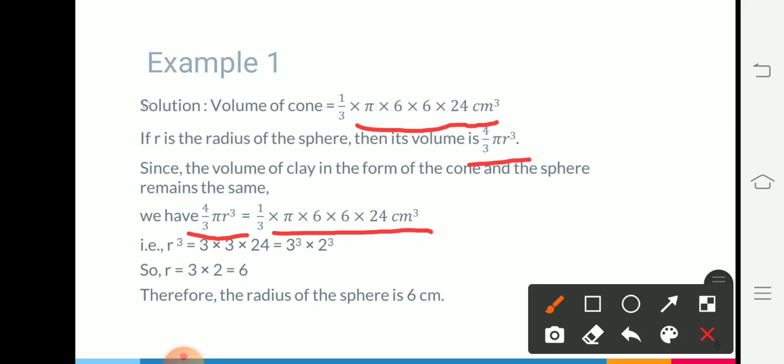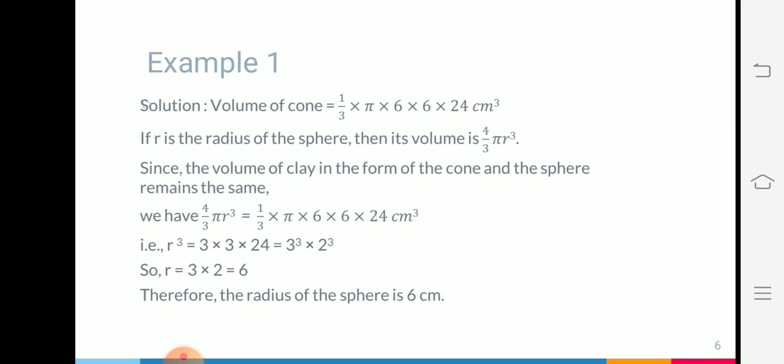Substituting all the values, we will be able to find out what r cube is, which is equal to 3 cube into 2 cube. Whenever you want to find out the radius r from r cube, first convert the number into factors and try to make groups of 3. Like you can see over here, it is very easy. Once you do it, 3 cube into 2 cube, you know that r is equal to 3 into 2, 6. Hence the radius is equal to 6 centimeter.